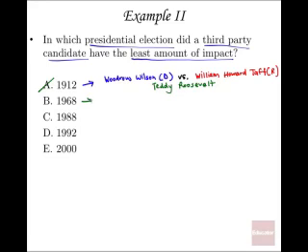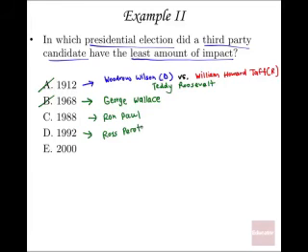1968, you had George Wallace. You had George Wallace as the segregationist candidate. Again, the third party candidate here was Ron Paul, but less than 1% of the vote, not very significant. 1992, you had Ross Perot, very significant, won 19% of the vote, didn't win any electoral votes.